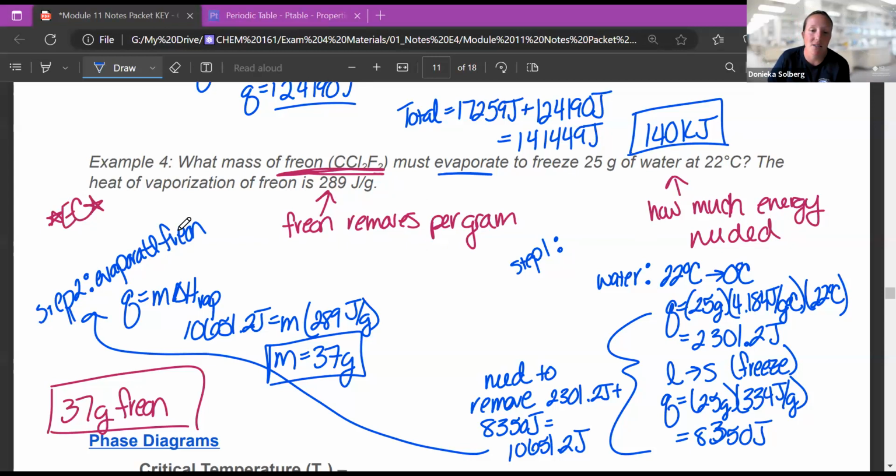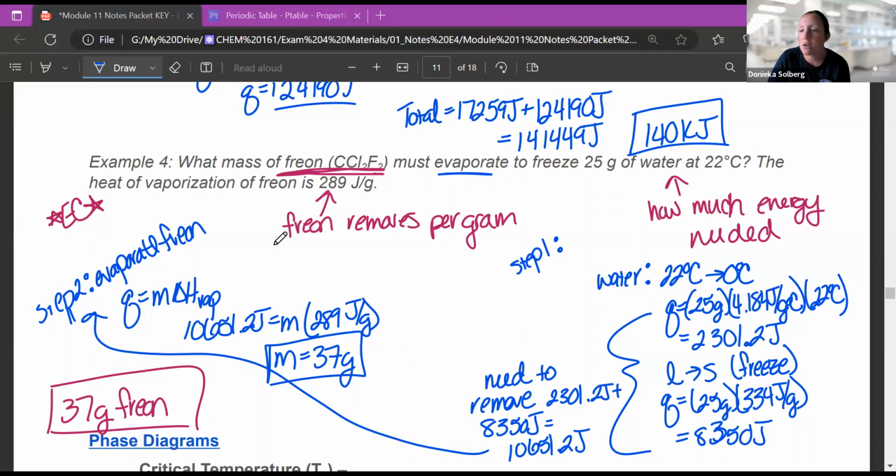At 22 degrees Celsius, the heat of vaporization of Freon is this. So what we're going to do is figure out how much energy I need to take out of the water to get it to freeze. And then I'm going to put that energy in, because it has to go somewhere, to the Freon and see how much Freon I need.